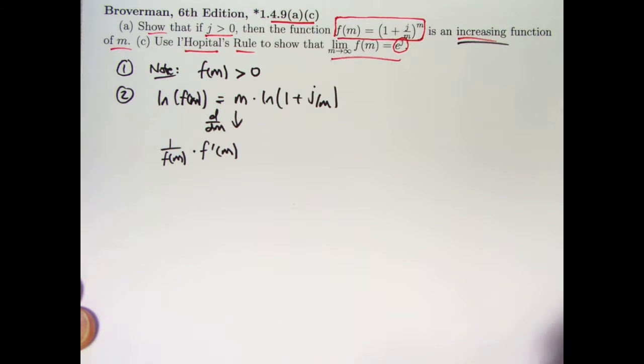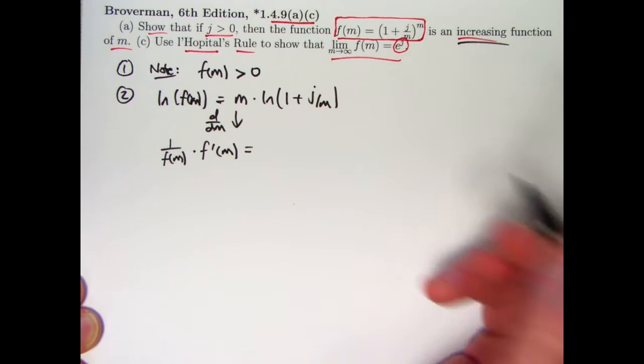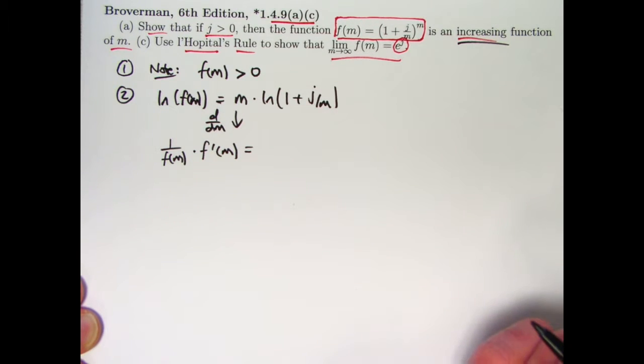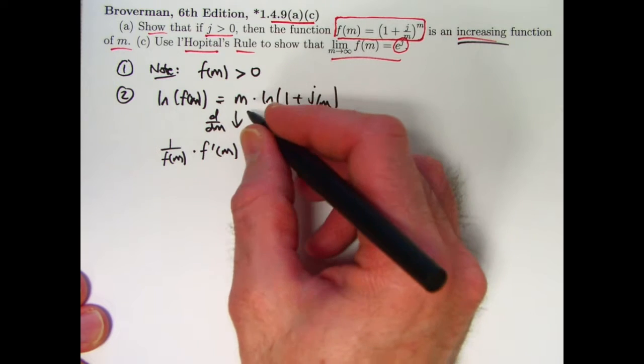That's just f prime of m. I'm going to be able to solve this equation ultimately for f prime of m. Sometimes people use y in place of f of m, and they write 1 over y times dy dm. It's not a big deal either way. We can differentiate the right side as well, using the product rule.